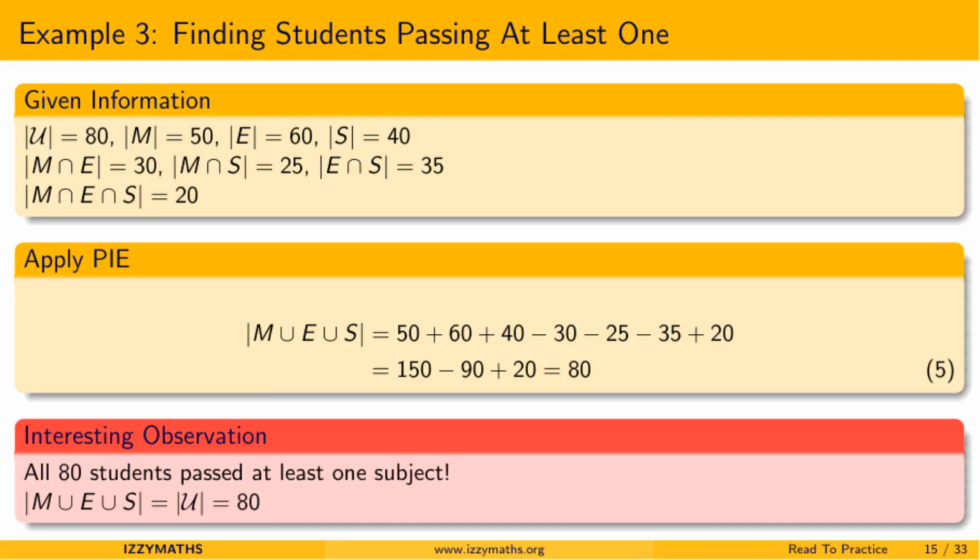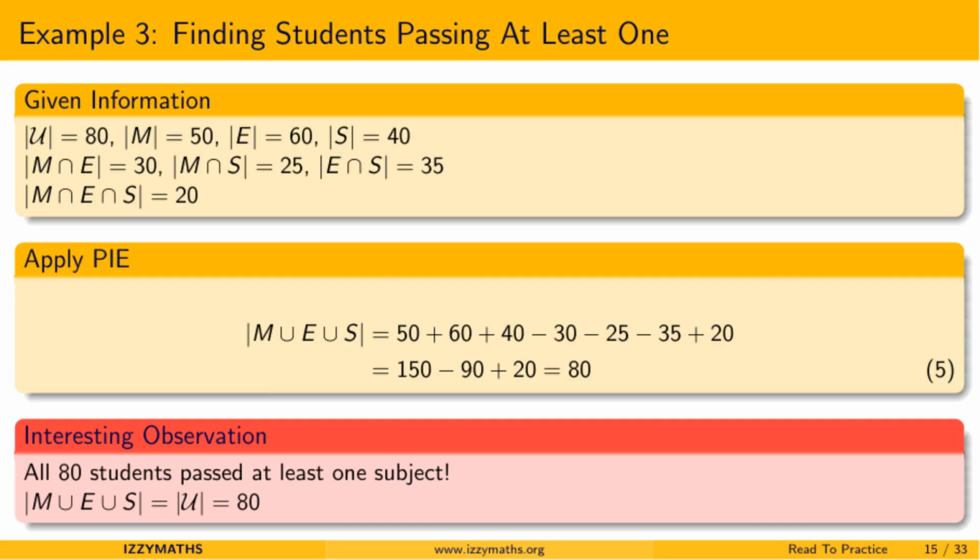The intersections are the absolute value of M intersection E equals 30, the absolute value of M intersection S equals 25, the absolute value of E intersection S equals 35, and the absolute value of M intersection E intersection S equals 20. Applying PIE, the absolute value of M union E union S equals 50 plus 60 plus 40 minus 30 minus 25 minus 35 plus 20, which gives us 150 minus 90 plus 20 equals 80.